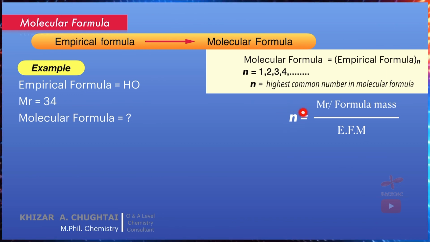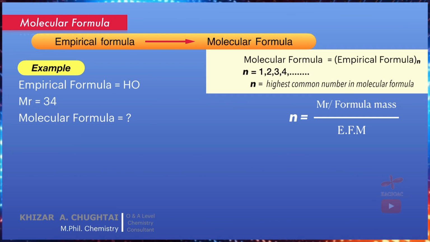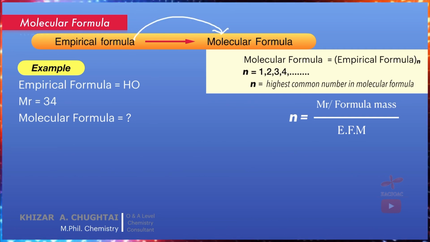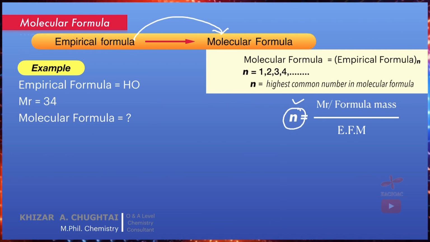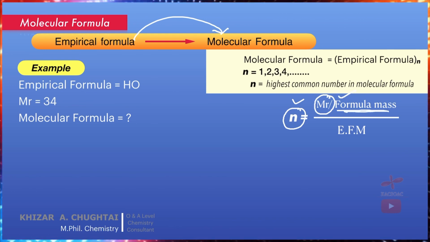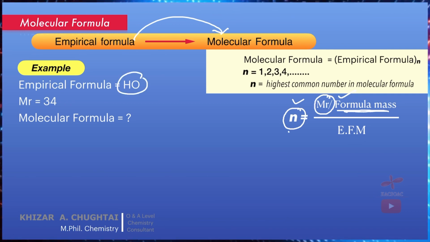Now the next formula is the second formula. In this way, you can find the value of N. So whenever you are going to convert the empirical formula into the molecular formula, you will have to know the value of N. If you want to calculate the value of N, you should know the value of MR, or the formula mass. If you have the value of MR and the empirical formula, then you can calculate the value of N.